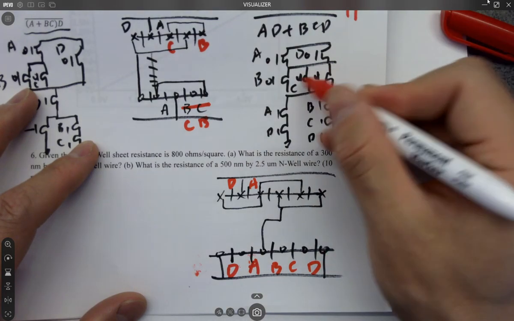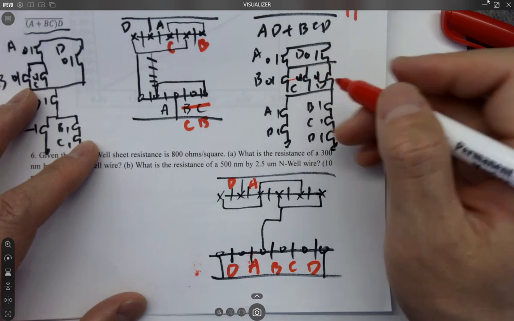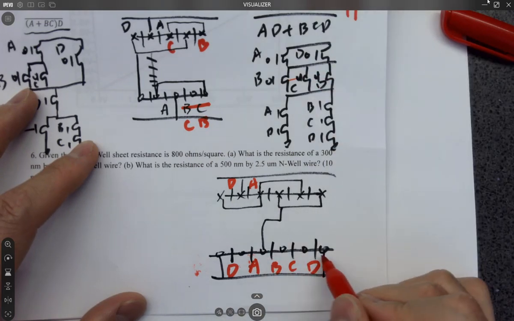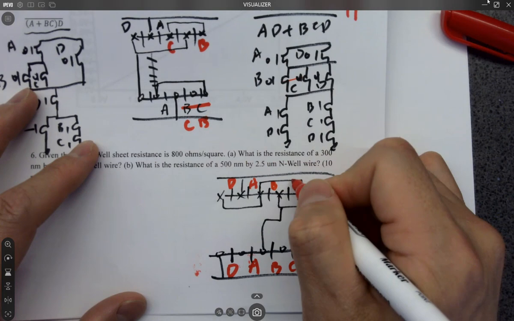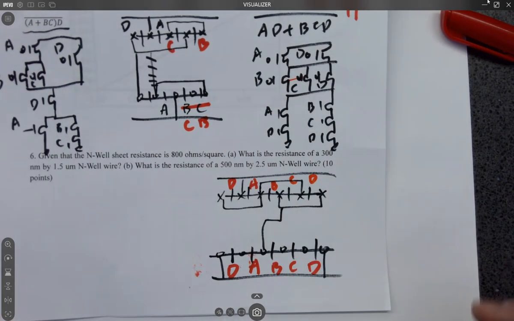And then BCD in parallel doesn't really matter. BCD here doesn't really matter. But now it matters because the NMOS has a certain order here. So we are naming them as B, C, and D. And now it's done.